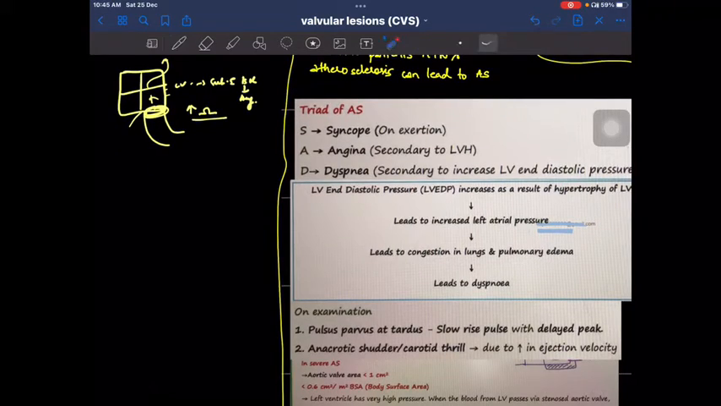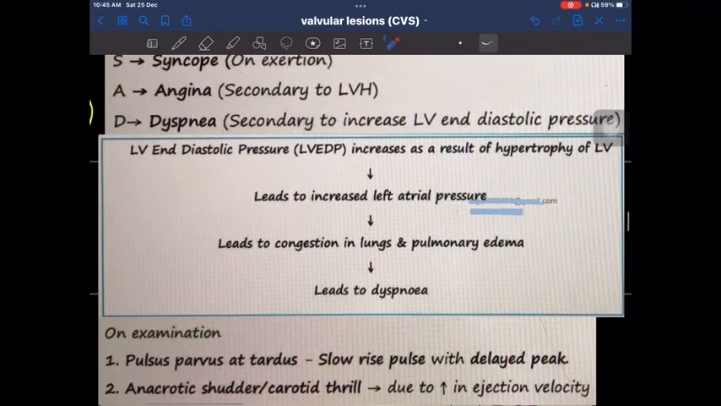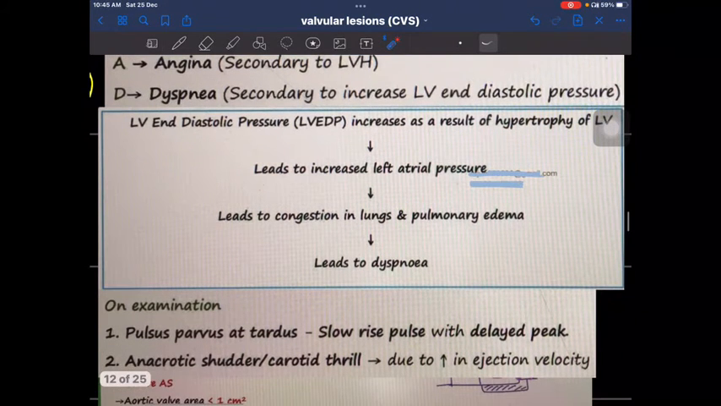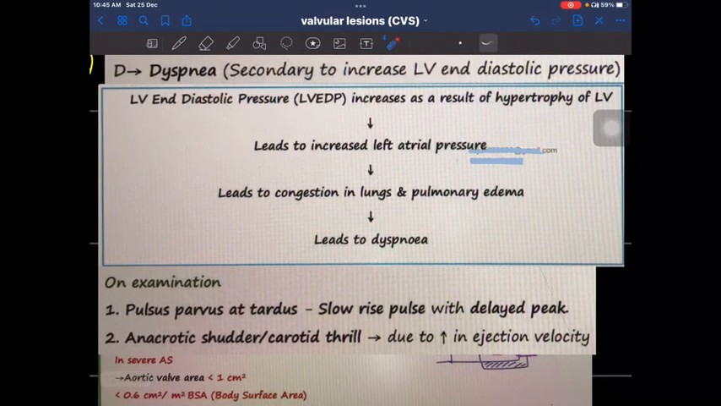Okay. Now, the left ventricular end diastolic pressure increases as a result of hypertrophy of left ventricle. This leads to increased left atrial pressure. This leads to congestion in lungs and pulmonary edema, and this will lead to dyspnea.